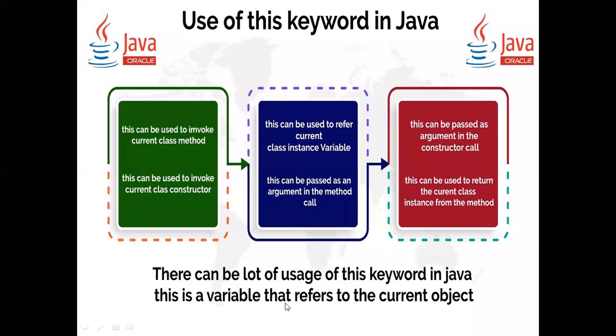The this keyword refers to the current object. If you want to refer to the current object content, the current class instance variables, the current class methods, or the current class constructors, then use the this keyword. So finally keep this point in your mind: if you want to refer to the current class variables, current class methods, or current class constructors, go for the this keyword, right?